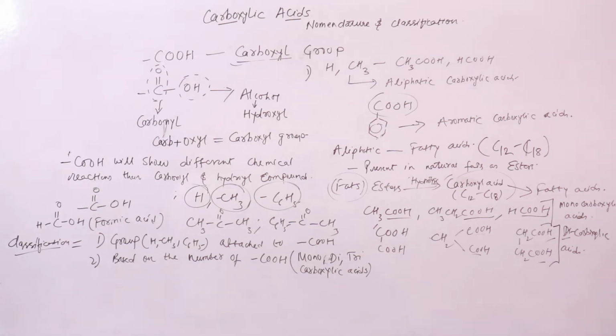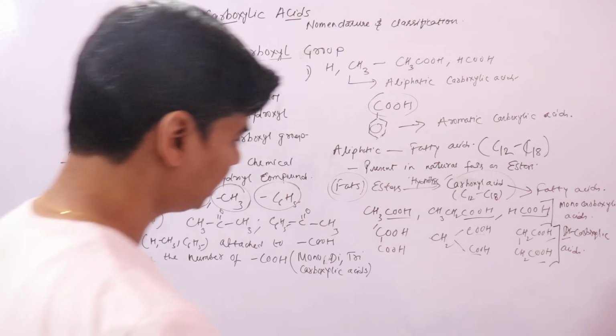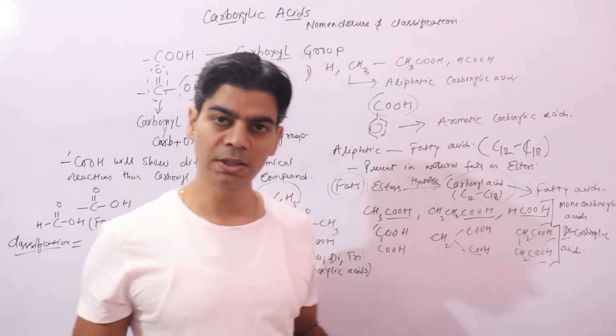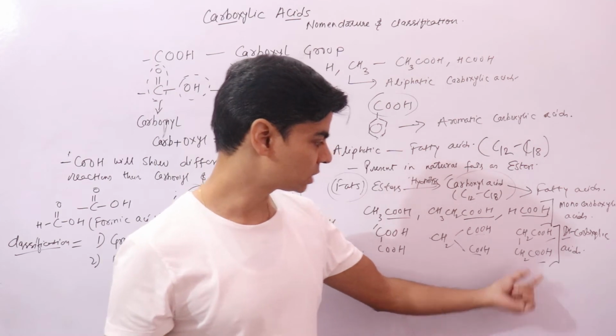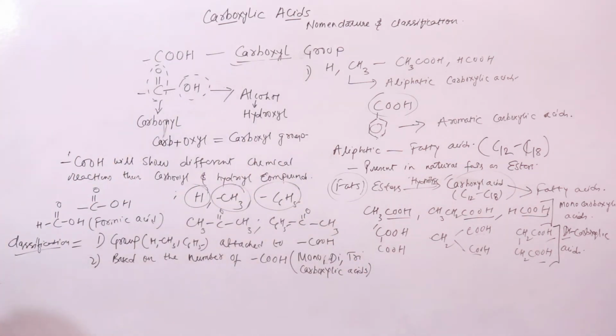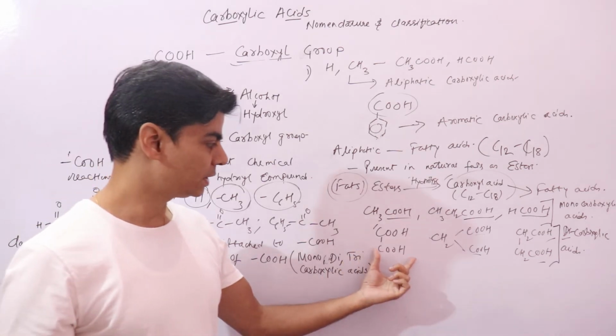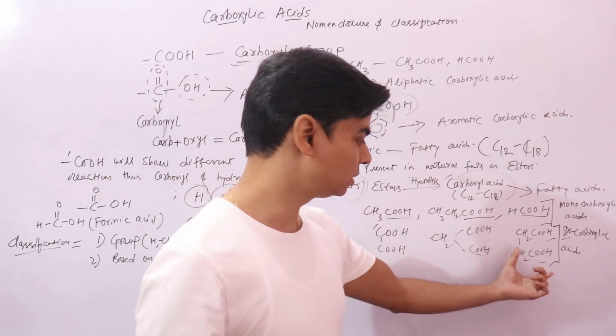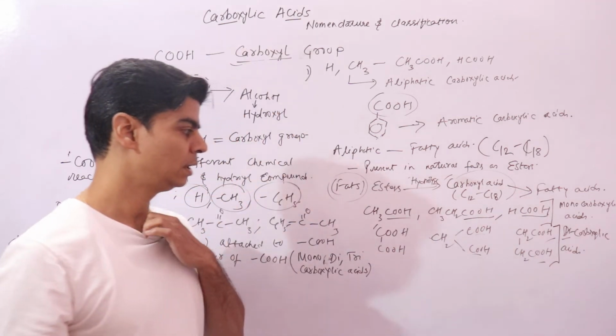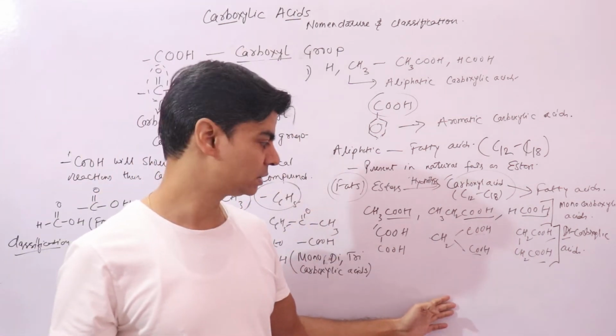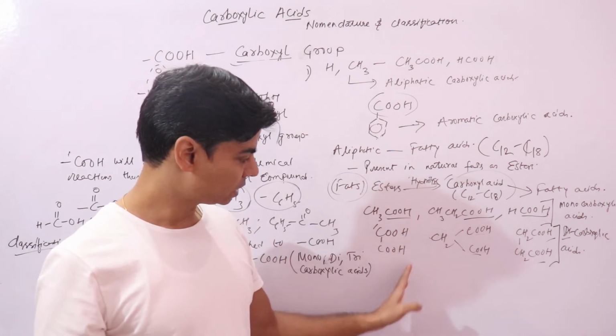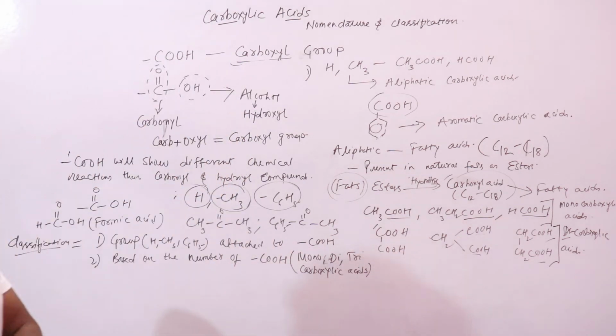Similarly, we have other acids that can contain three carbon atoms. If you want to know the names, this is your oxalic acid, this is your malonic acid, this is your succinic acid, and all these are dicarboxylic acids. Di means two, because these contain two carboxylic acid groups.